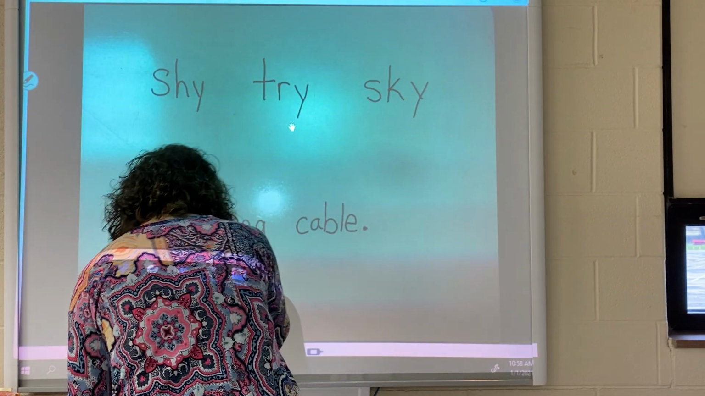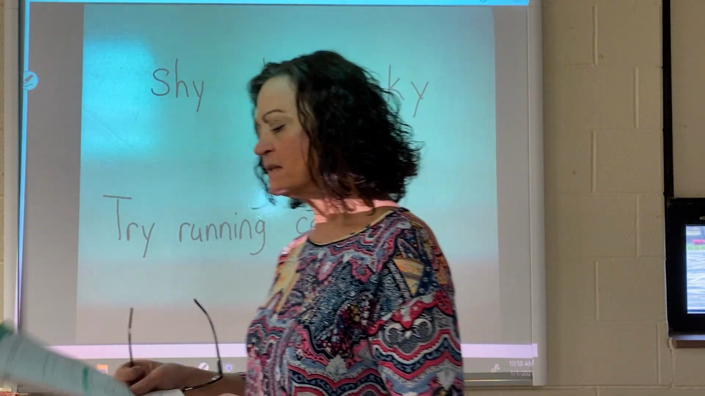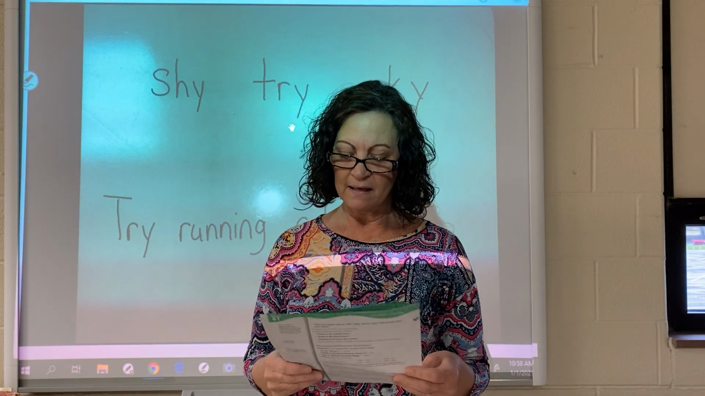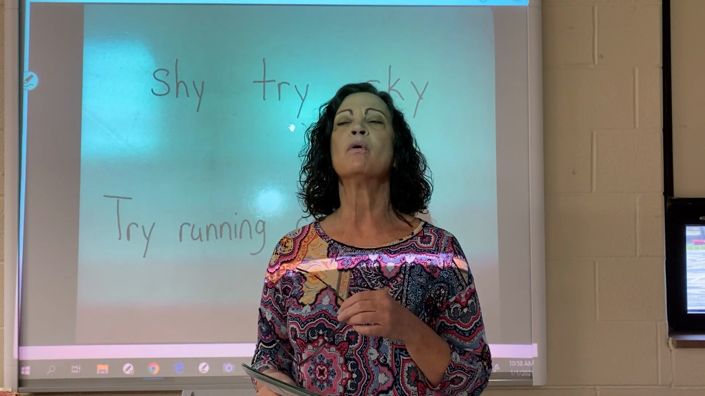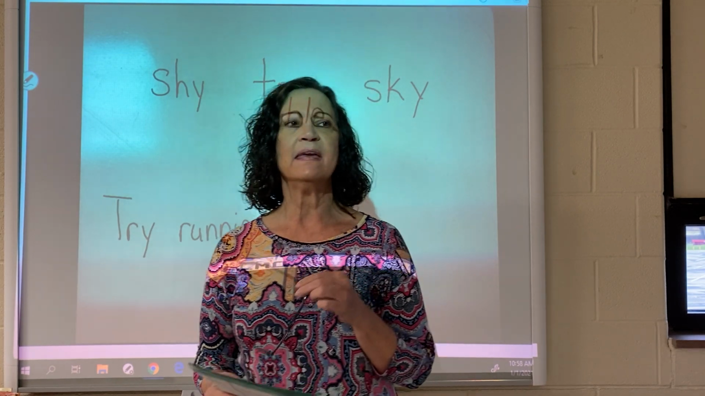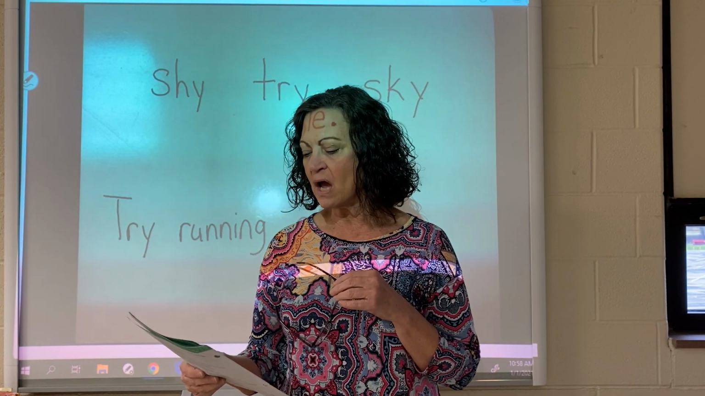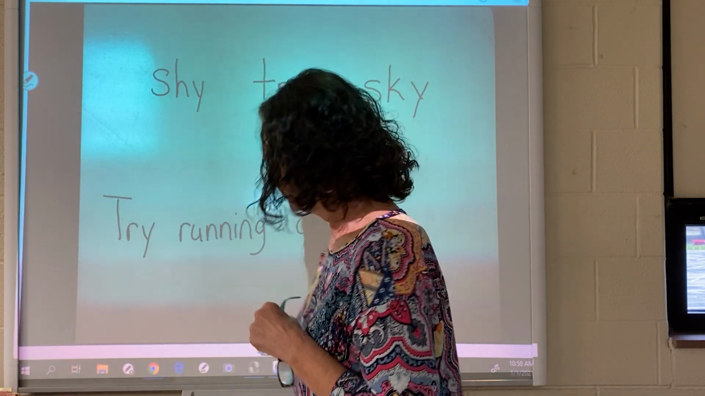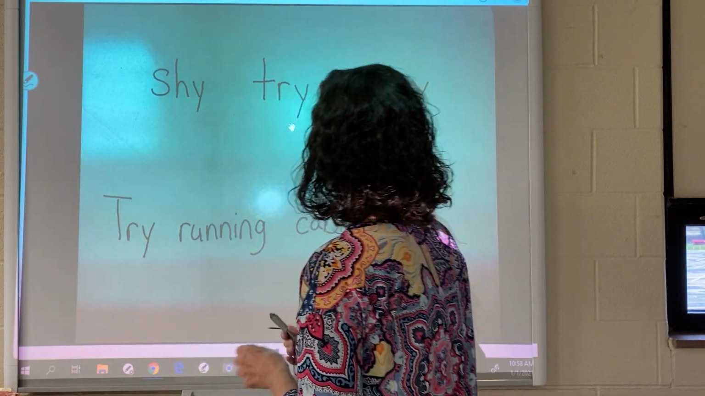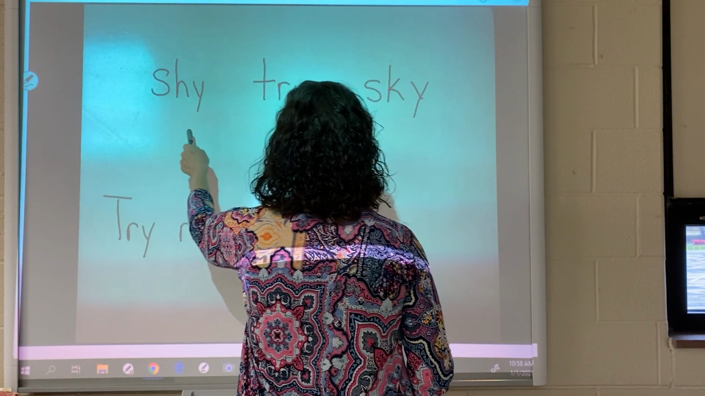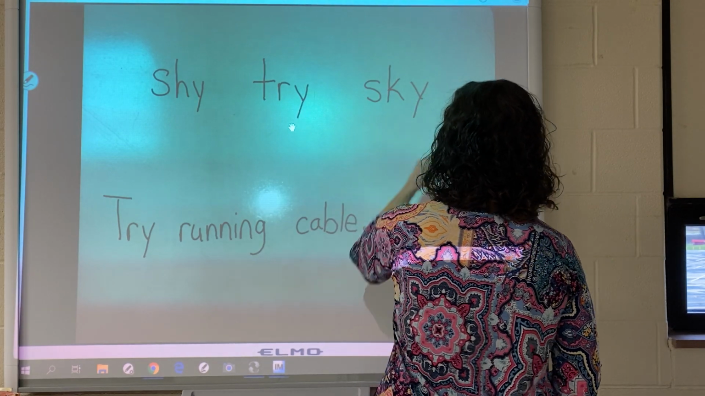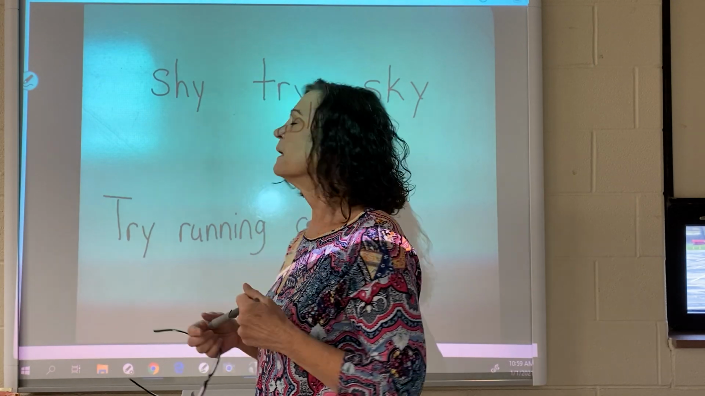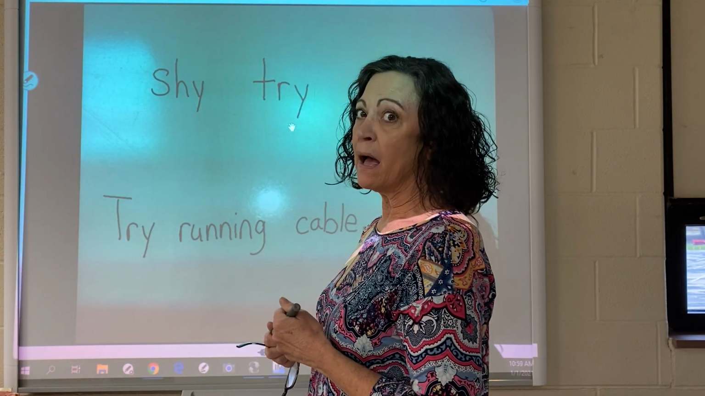Now, our new learning for today, I'm going to give you 3 words: shy, try, and sky. And I want you to think, what was the same sound at the end of all of those words? Shy, try, and sky. You heard an I, didn't you? But when I look at these words, shy, try, and sky, there's no I in those words. But there is a Y.